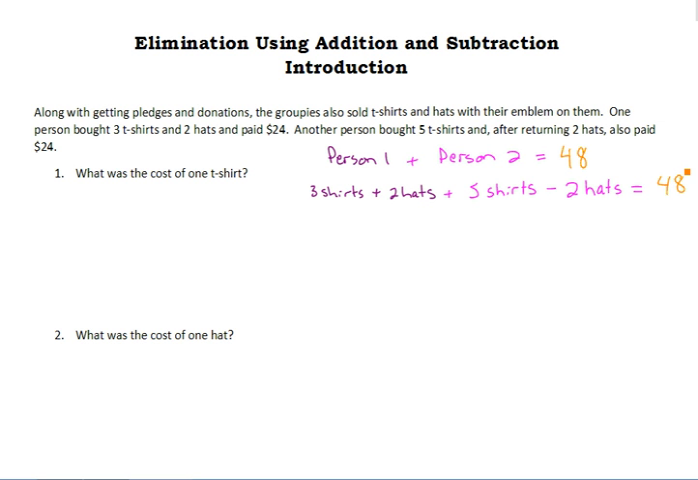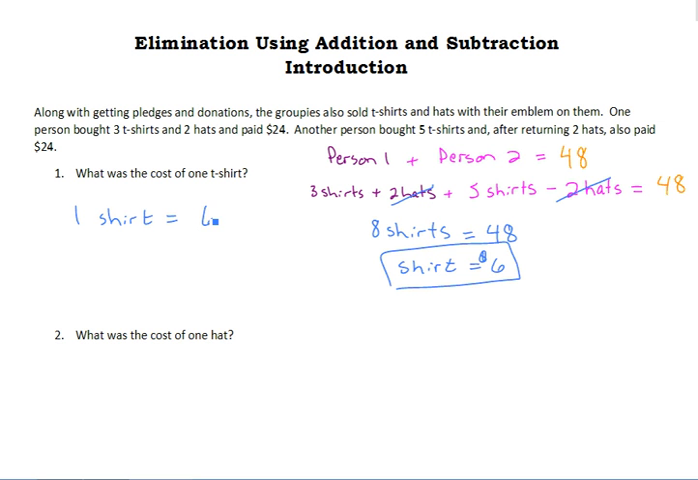Well, let's look at how many shirts they bought together. Together, it looks like they bought 8 shirts. How many hats? Well, technically, we balanced out our hats. He bought 2 hats, but he got rid of 2 hats. So we're going to cancel them out and realize that 8 shirts equals $48. So how much does 1 shirt equal? $6. So we know that 1 shirt is $6.